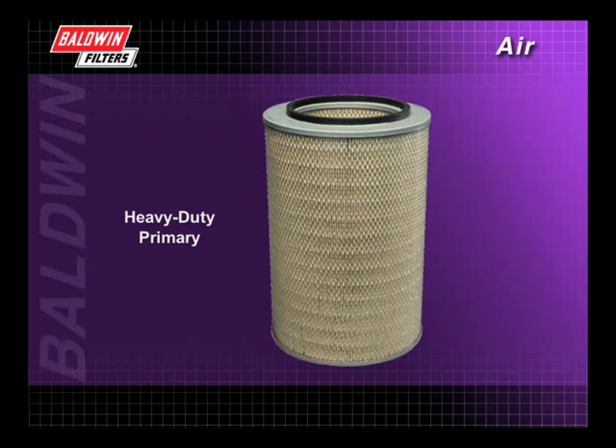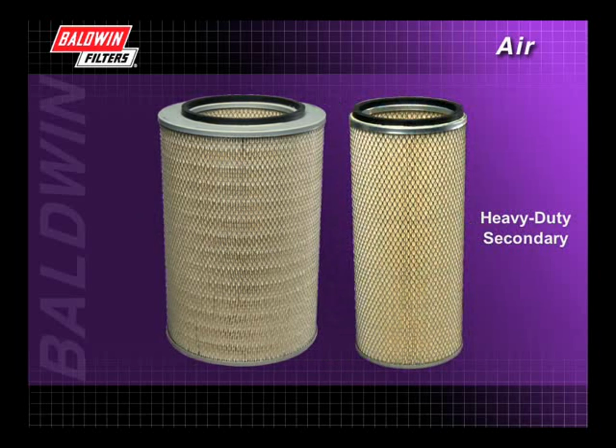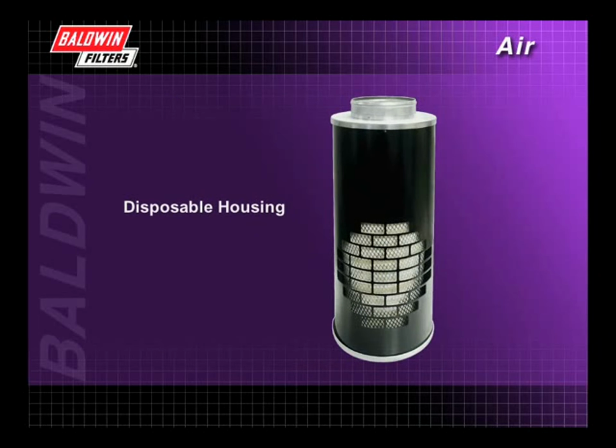Heavy-duty primary filters usually have metal ends and are available in both standard and long-life models. Heavy-duty secondary filters are used to seal out dirt while the primary filter is being serviced. Disposable housing filters are designed with both the filter and housing in one unit and are easy to replace.